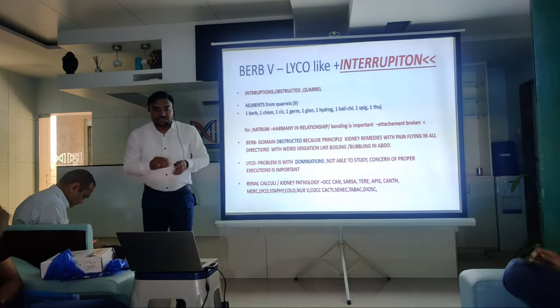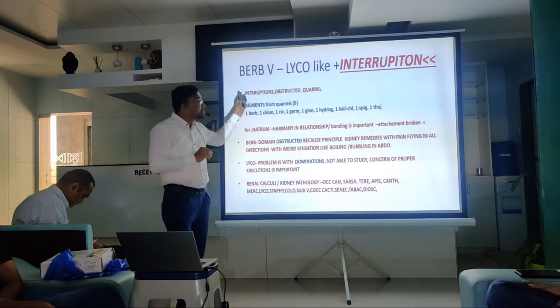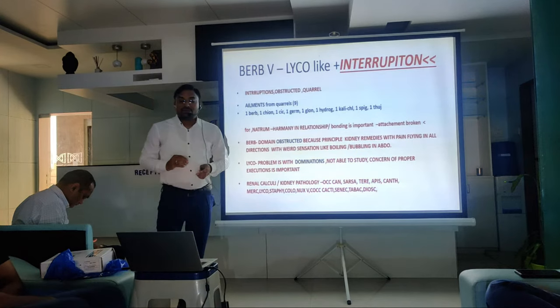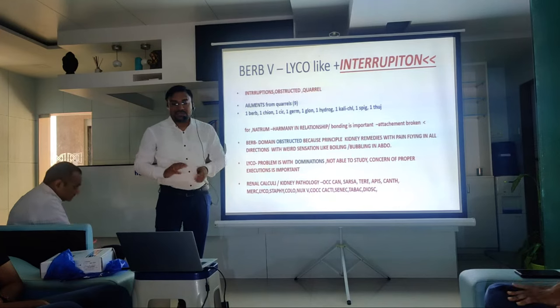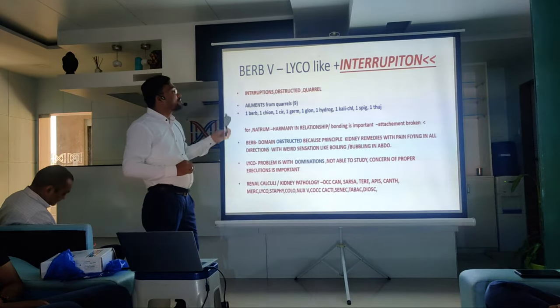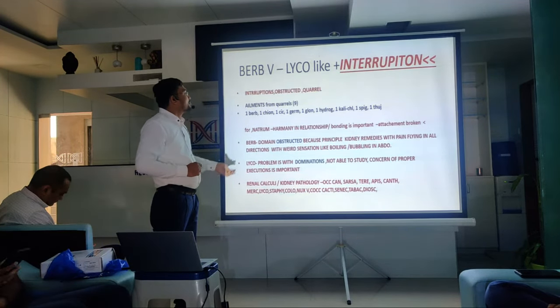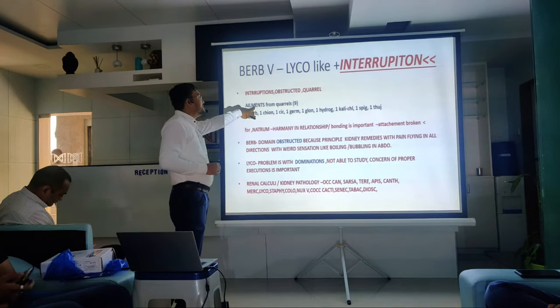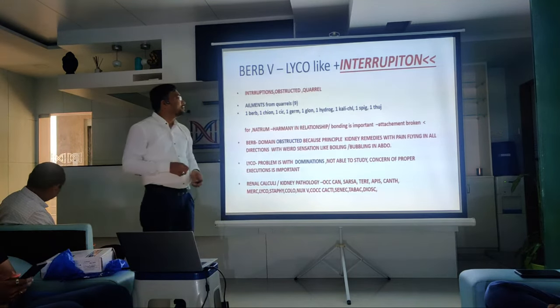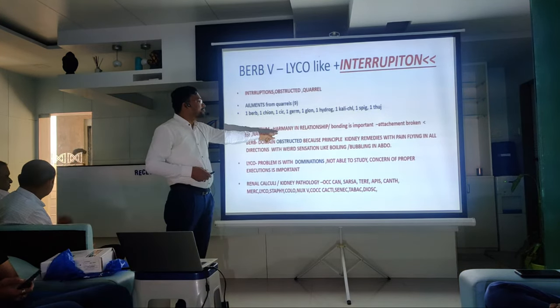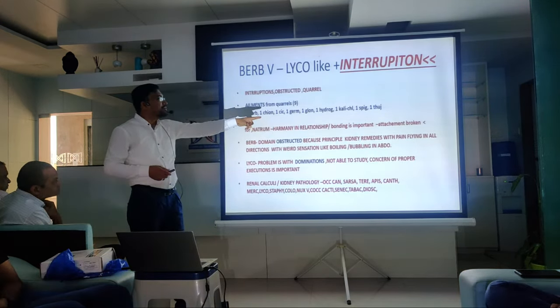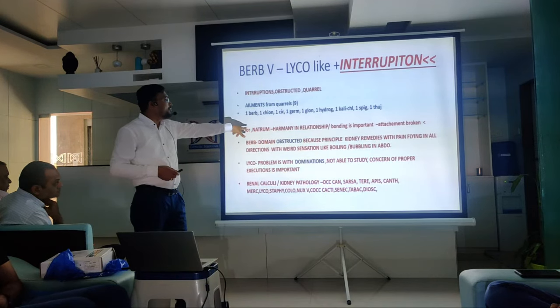If a person is studying and is interrupted, these persons are affected much. So it is actually a rhythm, a harmony which is imbalanced. So you can also look for berberis. Ailments from quarrel. So sensitivity where berberis is there. Right? For natrum, harmony, relationship, bonding is important. Attachment broken. The bonding is important.